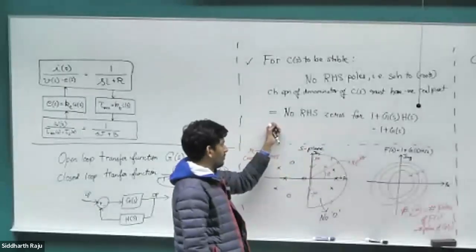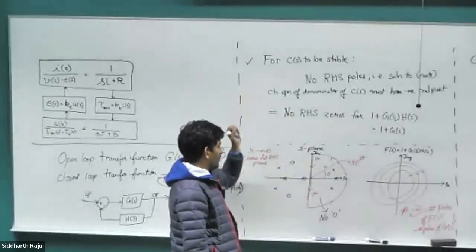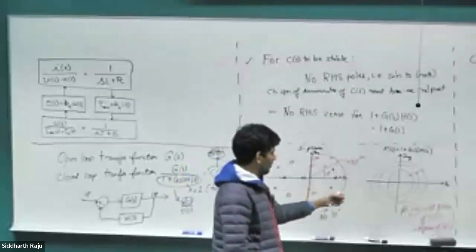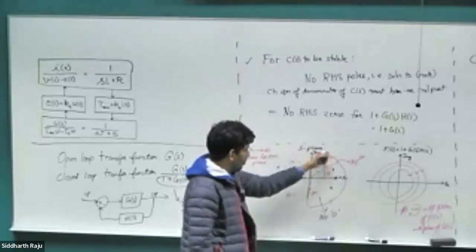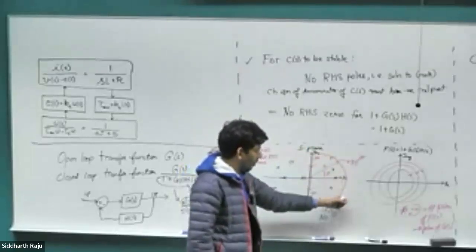So for this particular system where the system becomes stable, we saw what is going to happen to the Nyquist plot. So how do we get the Nyquist plot? We basically take a full loop, covering the whole RHS plane.